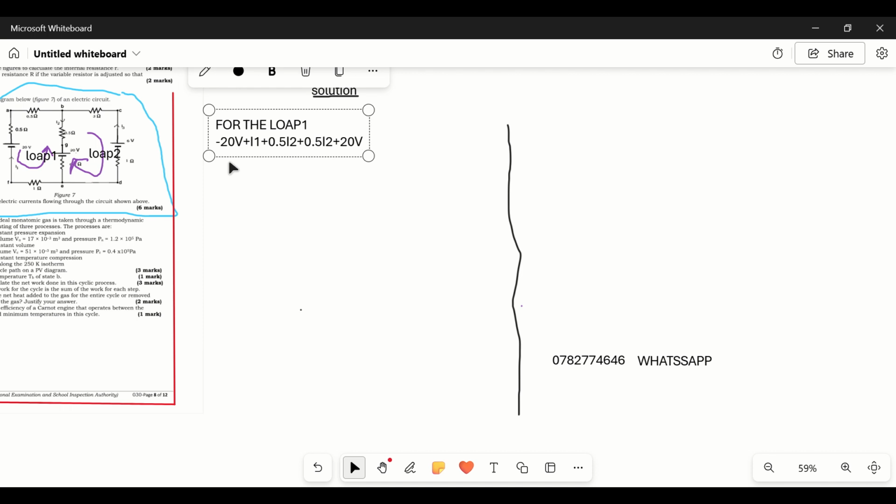And after getting this, we go here to this 0.5, and the current is upward and the loop is downward, so this is opposite. So we have also positive 0.5 I1, and again 0.5 I1. This is for loop 1.